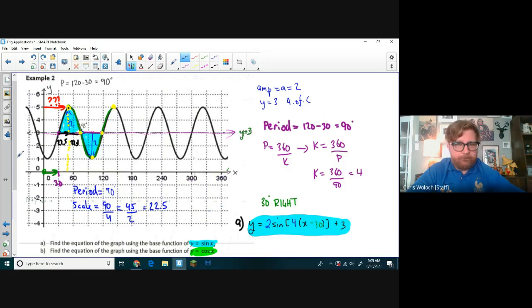Okay. So now why is that helpful? Well, because I know that for each key point the horizontal distance is 22.5, then I can literally calculate the proper shift. So I'm going to erase this just for our sanity, right?